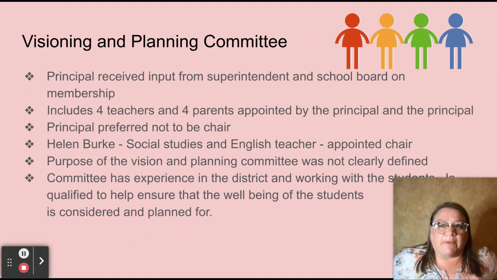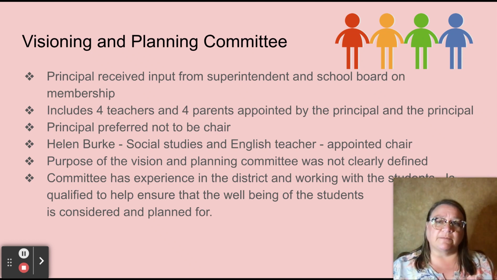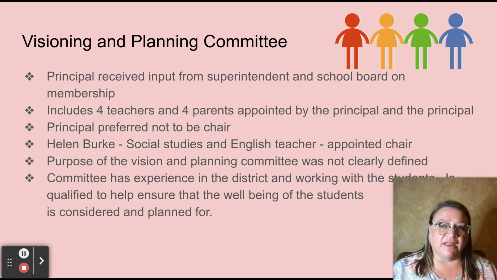Okay, the next group of people is the visioning and planning committee. So the principal received input from the superintendent and the school board on the membership of this committee. It includes 4 teachers and 4 parents that were appointed by the principal, and it also includes the principal herself. The principal preferred not to be the chair of that committee. At first, the committee wanted her to be the chair. They thought she was the most qualified. She kind of stood her ground and said no, she didn't want to be like a dictator.